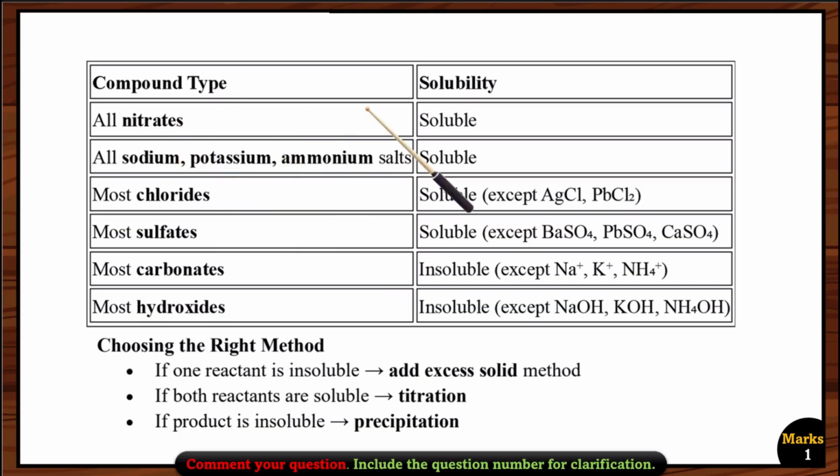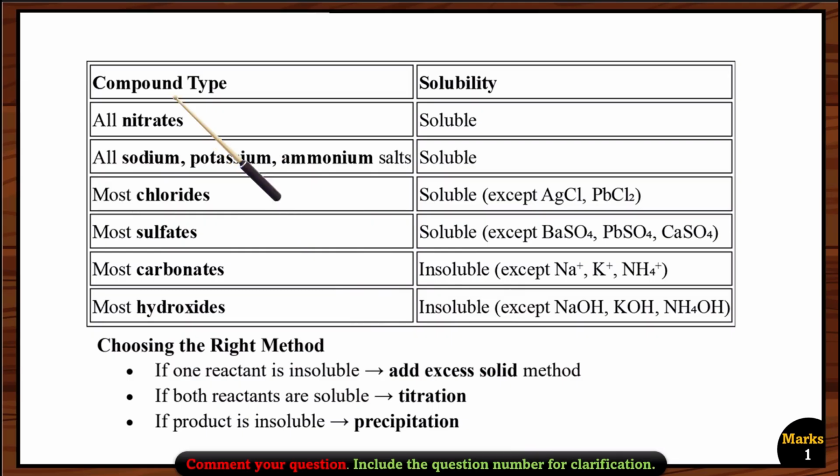Remember that all nitrates are soluble in nature, all sodium, potassium, ammonium salts are also soluble. Most chlorides are soluble except for lead chloride and silver chloride. Most sulfates are also soluble except for barium sulfate, lead sulfate, and calcium sulfate. The carbonate salts are insoluble. Same is for hydroxide salts. They are also insoluble. Exceptional cases are sodium, potassium, and ammonium.